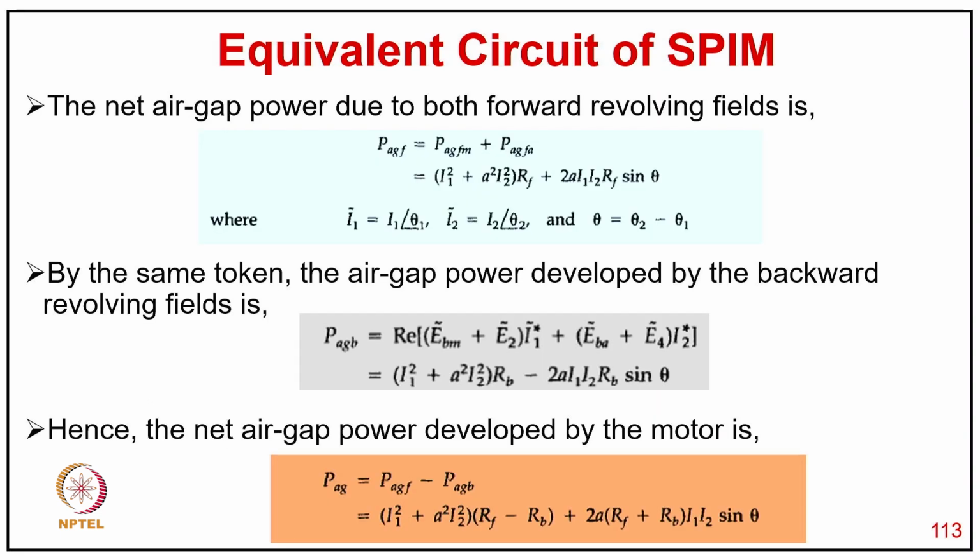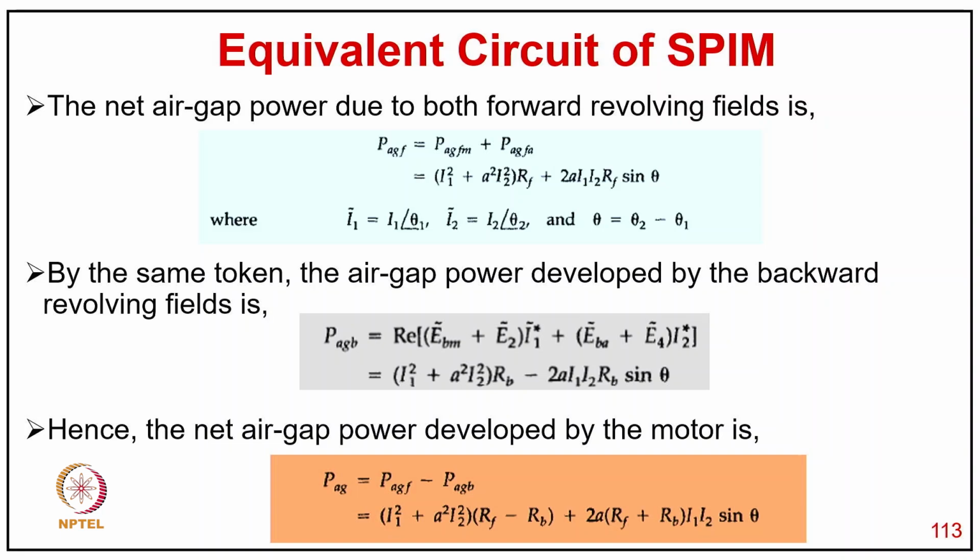So you can find out the net air gap power. Typically, due to the forward field it will be P_AGF equal to P_AGFM plus P_AGFA, and that is equal to (I1 squared plus A squared I2 squared) R_F plus 2A I1 I2 R_F sin theta, where I1 equal to I1 angle theta 1 and I2 equal to I2 angle theta 2 and theta equal to theta 2 minus theta 1.